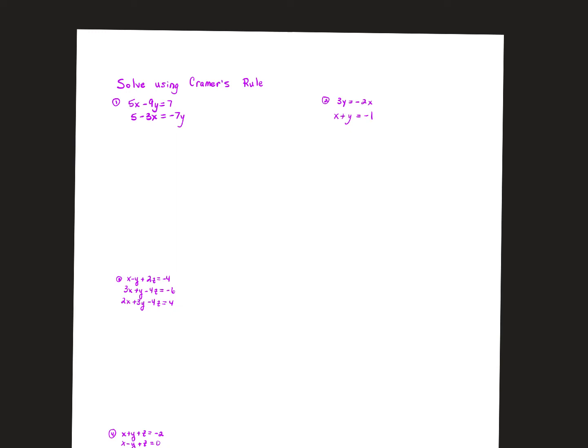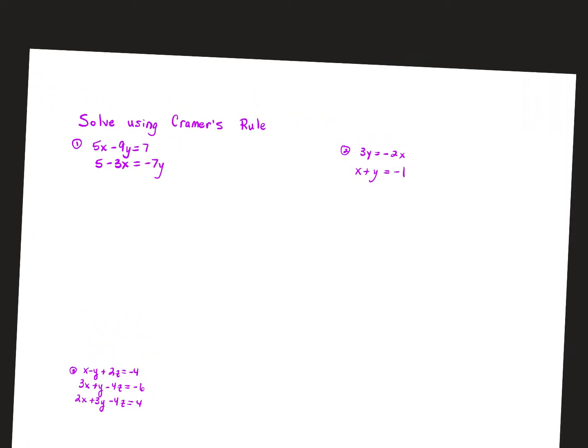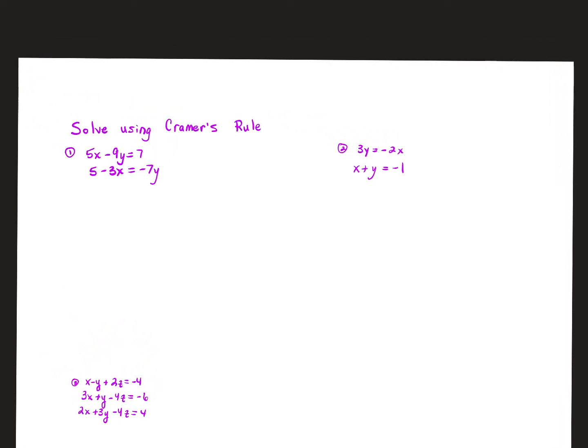Okay, so first of all, let's look at these first 2 Cramers. What do you notice? There's only an x and a y. Right, there's only an x and a y. Good. What else do you notice about how the equations look? Do they go x, then y, then an equal sign, then the answers?